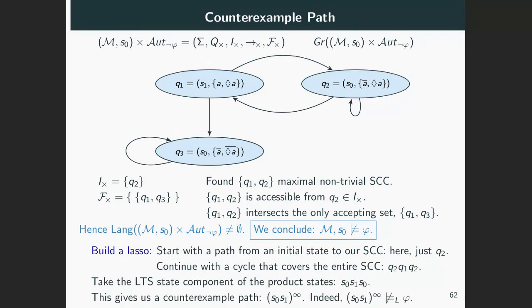In summary, if the answer to an instance of the model checking problem is negative, we can produce a counterexample, which is a path in the LTS that does not satisfy our formula. This is really the reason for which the formula is not true. This counterexample is obtained by taking the LTS state component of the product states of an accepting lasso that witnesses non-emptiness of the product automaton's language. I've described the procedure for building a counterexample on a particular instance, but as you can see, the procedure applies in general for any instance of the model checking problem.